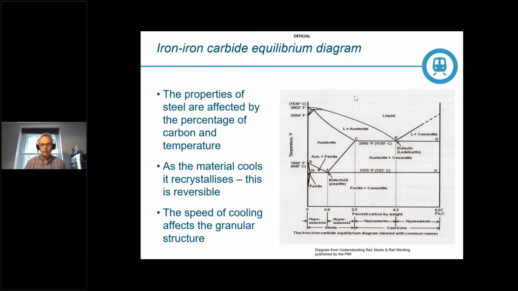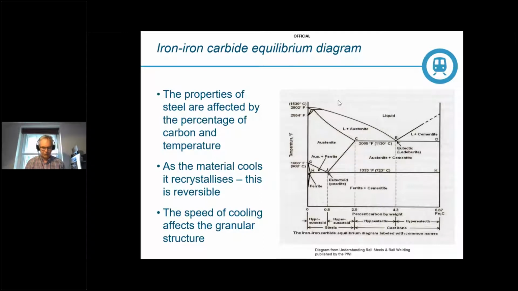And the fact is that it recrystallizes as it cools. It's important to remember this process is completely reversible. So the steel goes from liquid metal through the various phases into a solid. But if you heat it up again, you can actually reverse the process and go back. And as we'll see later when we look in a bit more detail, the speed of cooling affects the granular structure.